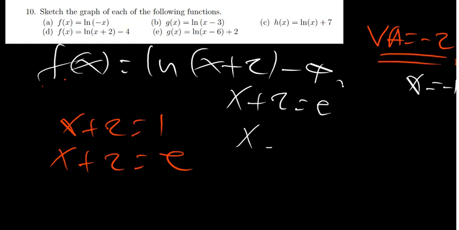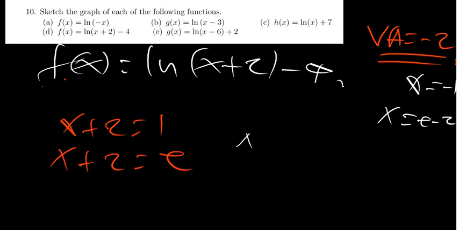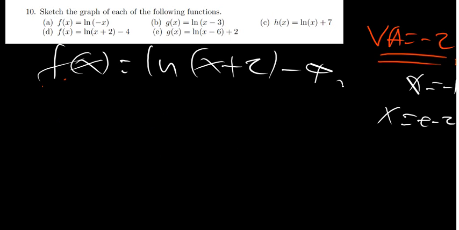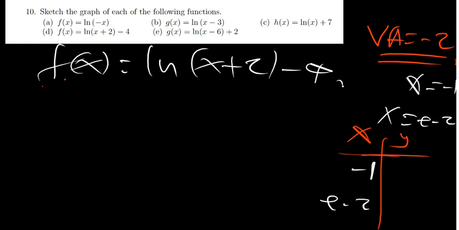So x will be equal to e minus 2. So x equal to e minus 2 is my second coordinate. Okay, so now that e minus 2 is my second x coordinate, let's find the value of y now. So we have got x, y. If x is negative 1 and x is e minus 2, what will be the value of y? Let's see.